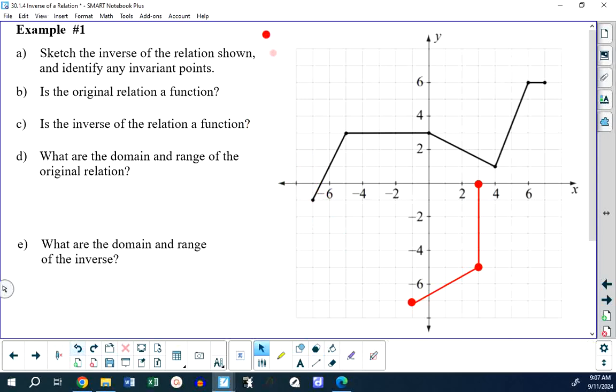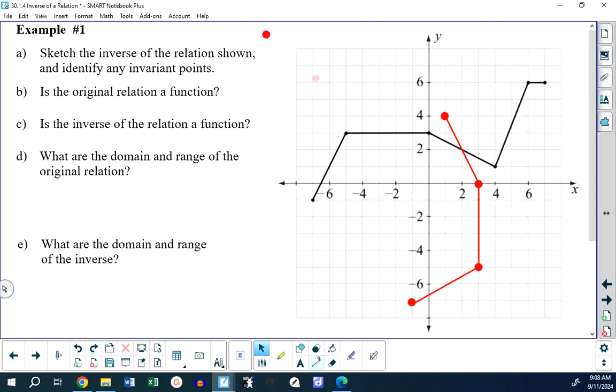We go to the next point, which is here. So just check 1, 2, 3, 1, 2, 3. The next point is at 4, 1, so I swap those numbers, and I get 1, 4, and I connect them.